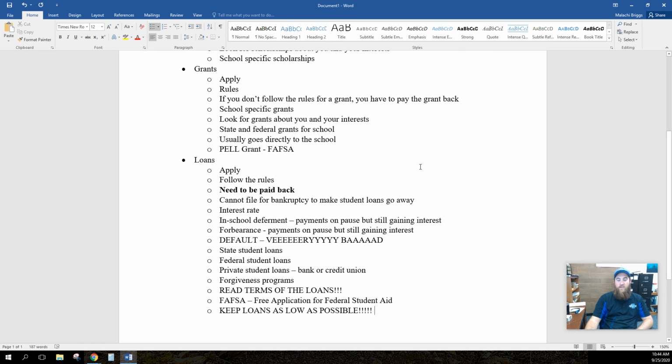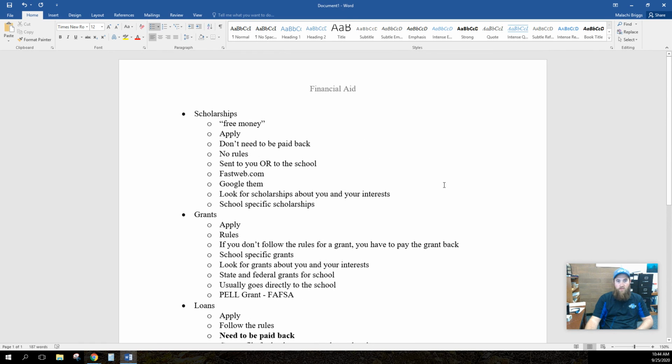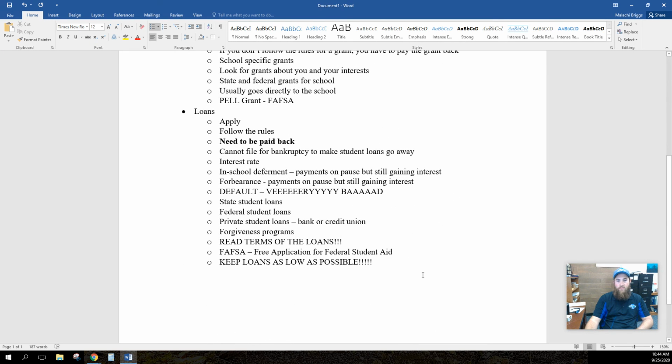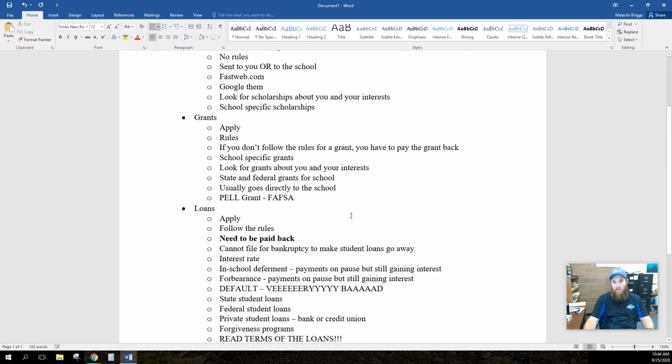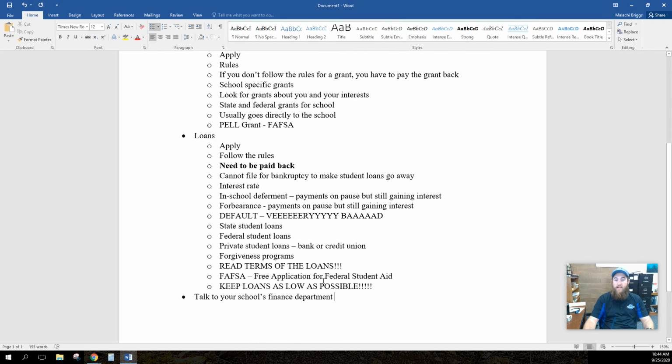Now, when you go and apply for a college and you pick your college and whatnot, they have a financial aid department. Talk to the finance department. They specialize in sorting through loans and scholarships and grants and how they all apply to school. So make sure that you talk to them. They will explain everything. They're supposed to walk you through FAFSA if you need FAFSA. So keep that in mind.